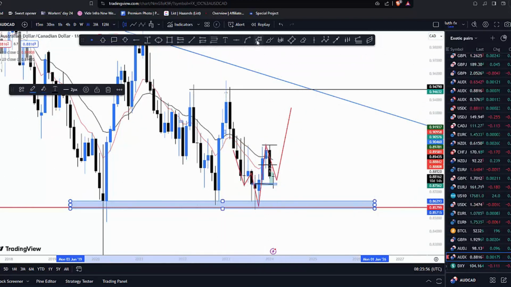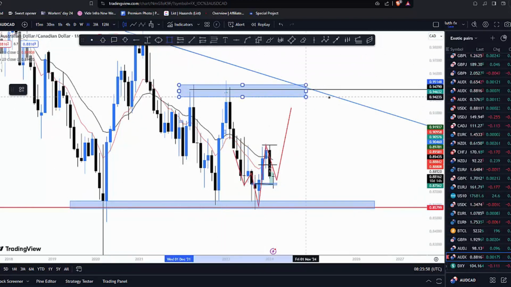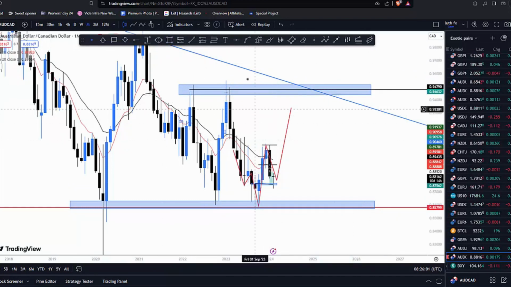If not at all, we can see price rejecting all the way back to this resistance level that the market has already rejected twice. So we can expect the market making a long-term move from the monthly time frame to that level.